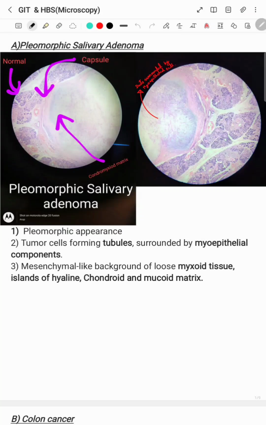And now we start with GIT. At first we see the pleomorphic salivary adenoma, or the pleomorphic adenoma. It is a benign tumor of the salivary gland, mainly the parotid gland. About 60% of tumors of the parotid gland. It is in the superficial lobe of the parotid gland.